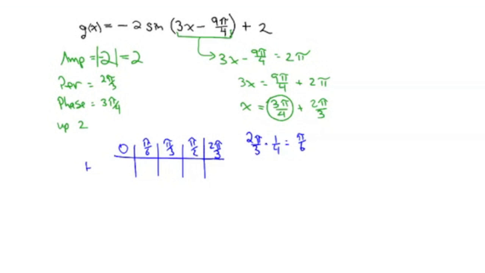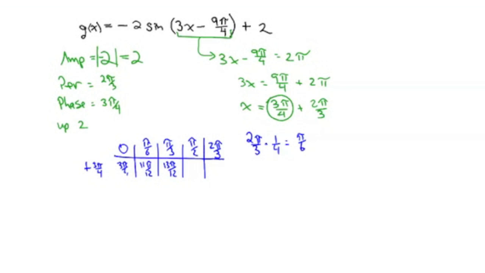Then you're going to take it and add 3 pi over 4. So, 3 pi over 4 plus 0 is, well, 3 pi over 4. Pi over 6 plus 3 pi over 4. Common denominator of 12. This is 9 pi over 12 plus 2 pi over 12, better known as 11 pi over 12. 3 and 4 have a common denominator of 12 also, so this is 9 pi over 12 plus 4 pi over 12 is 13 pi over 12. Now, this is your hint.